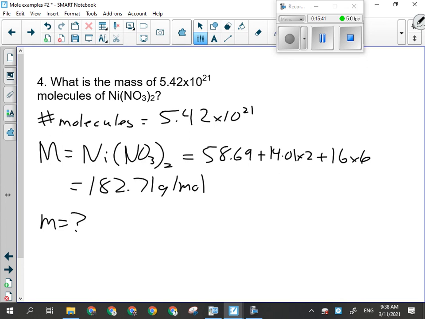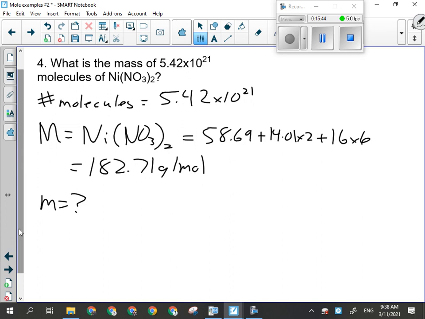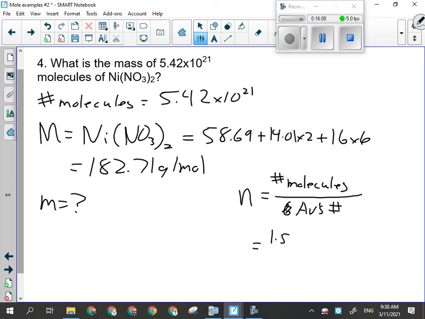I can get that by doing the reverse of what I did in the last question. If I want to find N, that means taking the number of molecules and dividing by Avogadro's number, which is the number of molecules per mole. My molecules will cancel and I'll be left with moles. So I'll have 5.42 times 10 to the 21 divided by 6.02 times 10 to the 23.